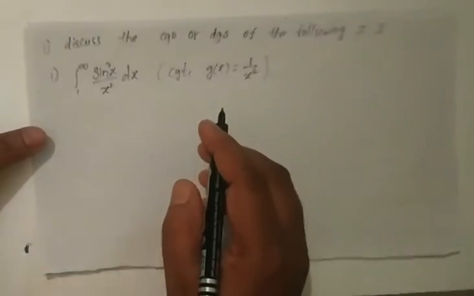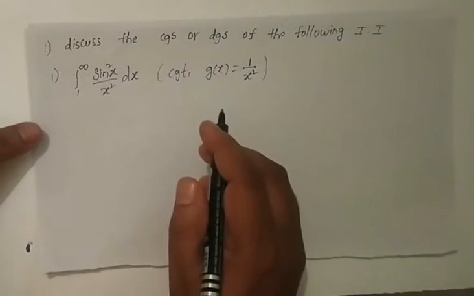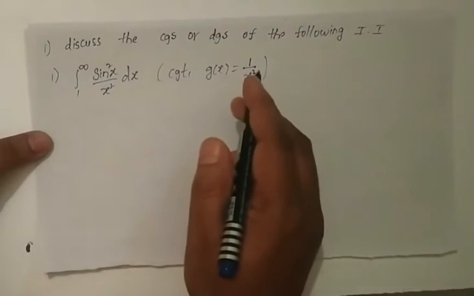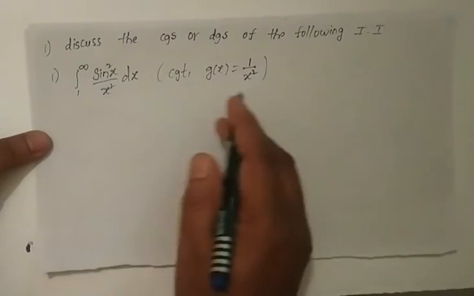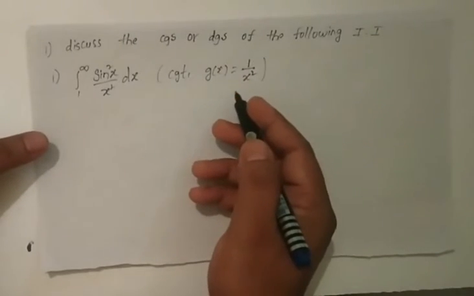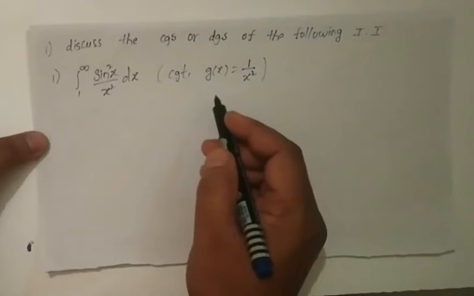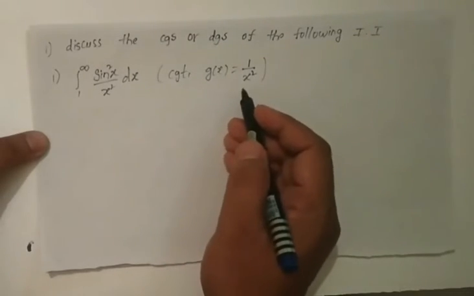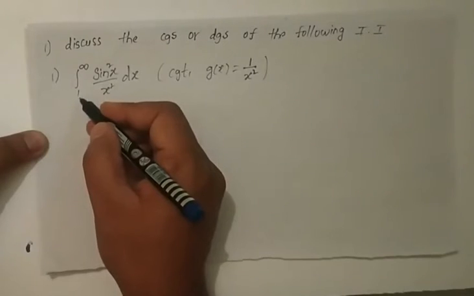So here we have to follow the same procedure. Don't confuse. Sin square x is always less than or equal to 1, and in the denominator the highest power of x is x square. Take that as g of x. Next we have to check whether f of x is less than g of x or greater than g of x for x greater than 1, because the integral is from 1 to infinity.